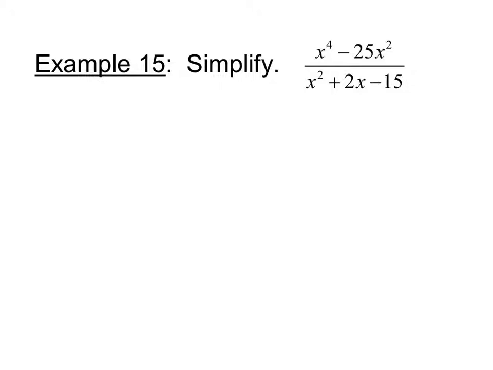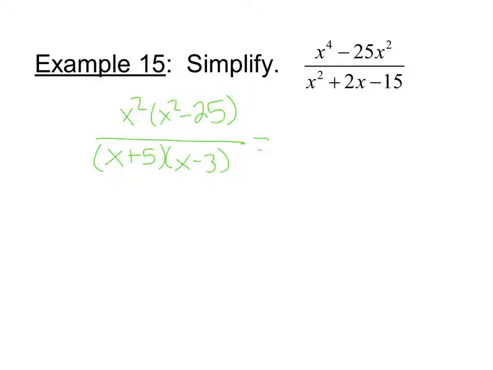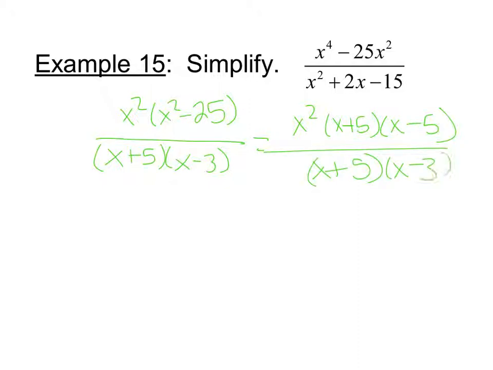I'm going to factor out x squared from the top. The bottom multiplies negative 15, adds to positive 2, positive 5, negative 3. Can I factor more? Yes. Difference of two perfect squares, so it's x plus 5, x minus 5. X plus 5, x minus 3. The plus 5's cancel. I'm left with x squared, x minus 5 over x minus 3. Okay?